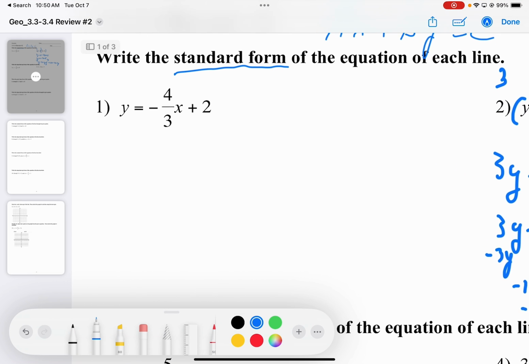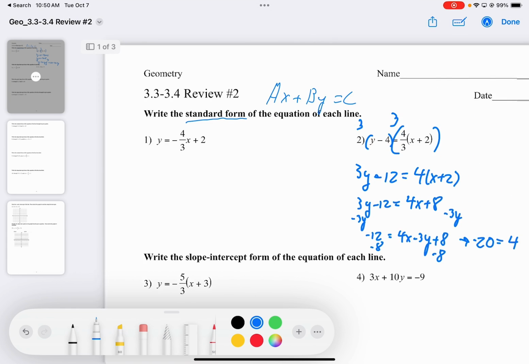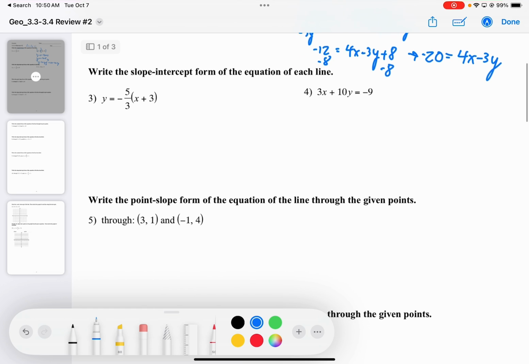All right, and then over here, I would do the same thing. I would multiply everything by 3, but that one ends up being a little easier, right? I'll let you guys practice that one on your own.